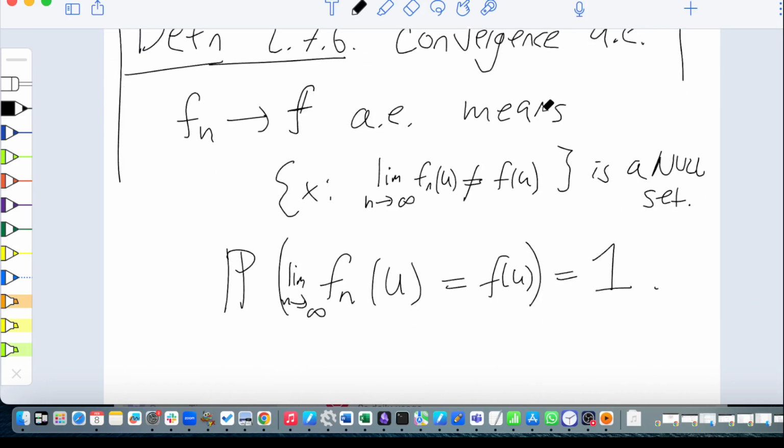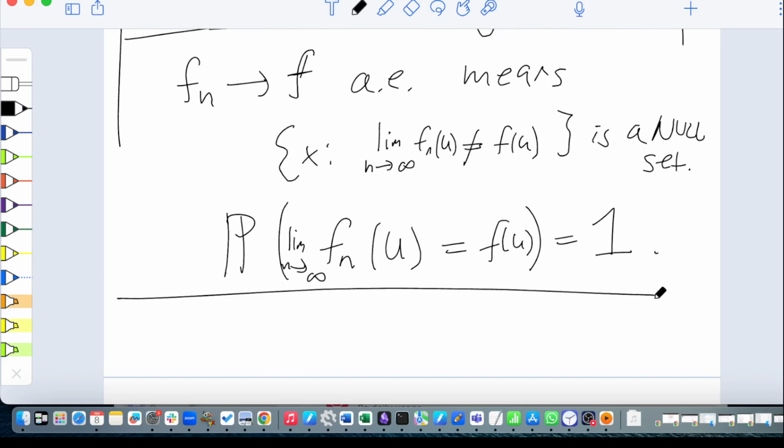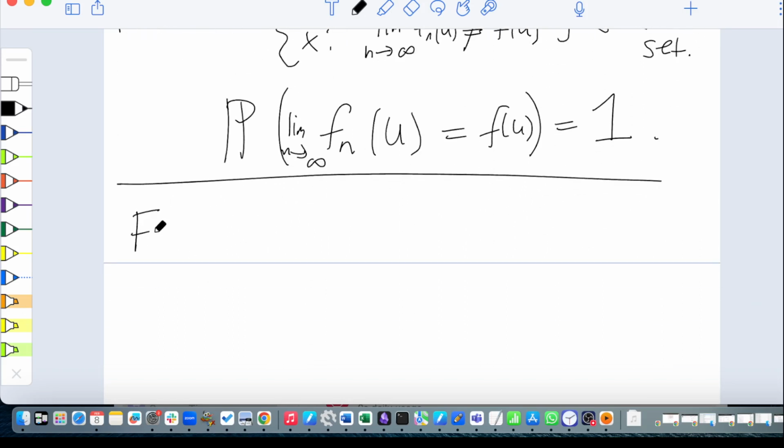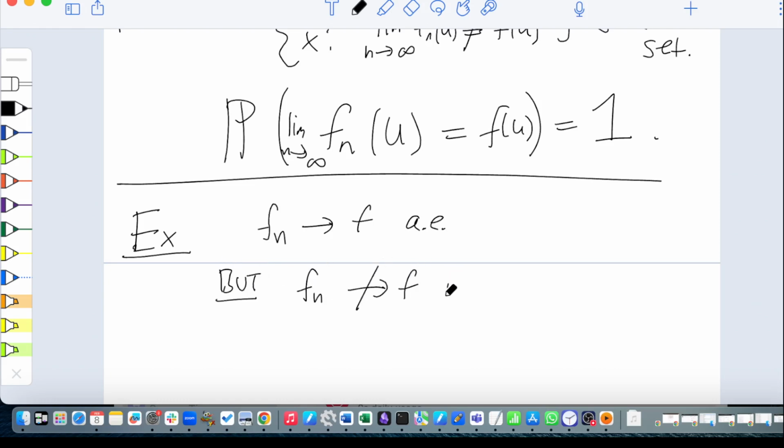Okay, and I'm going to give you an example. So this is an example where Fn goes to F almost everywhere, but Fn does not go to F in norm. So here's the example. And okay, you could do this the textbook way, draw the picture, here are the functions, and then it's a fact, like we're done.